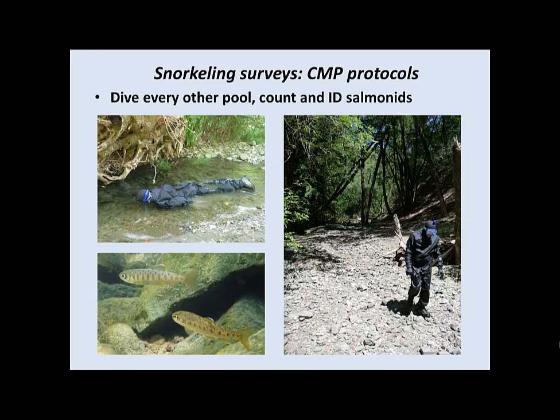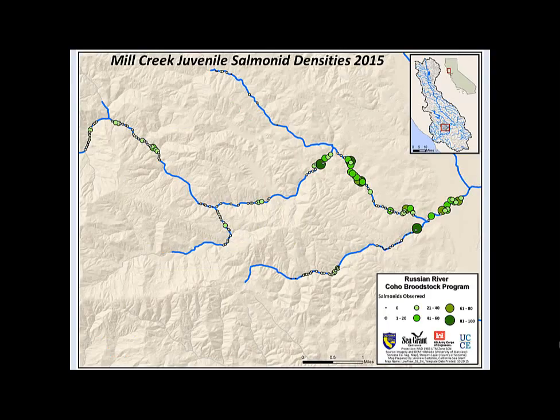Then during the summer season, we go out and we do snorkeling surveys as a follow-up to see whether spawning was successful. Again, we're following statewide protocols. We dive every other pool and count and identify juvenile salmonids to species. During the last couple years, this is what a lot of our surveys have been like, very hot and dry. And again, we're collecting spatial data as well. So this is just an example showing the densities of fish. The larger the size of the dot, the higher the density of fish. So in this case, Mill flows from left to right, and so you can see higher concentrations in the lower part of the watershed.